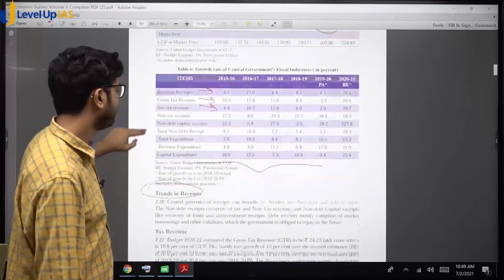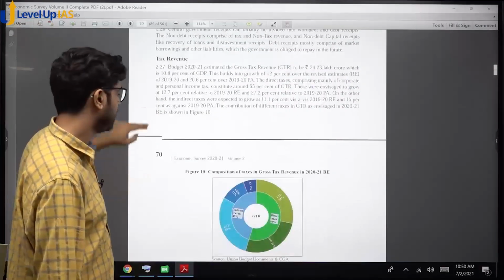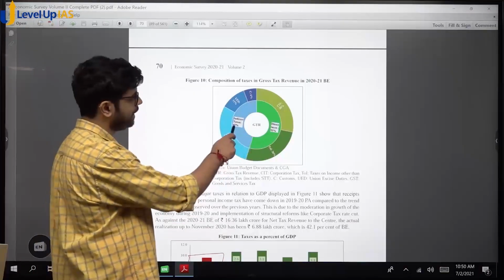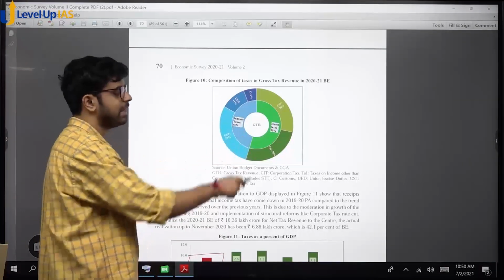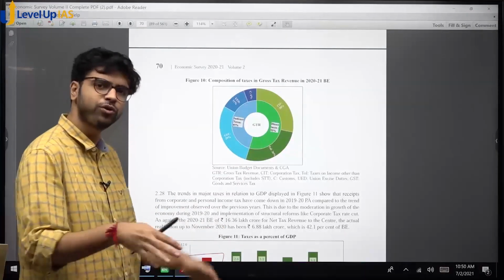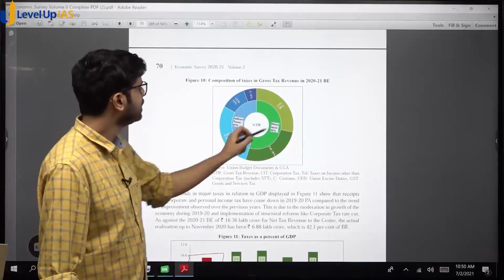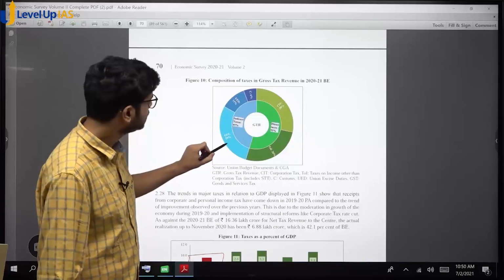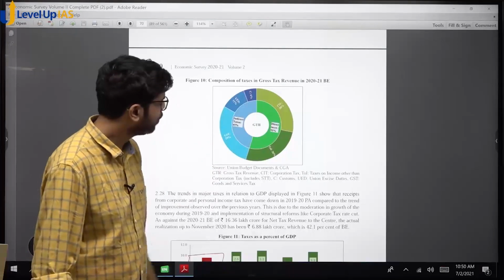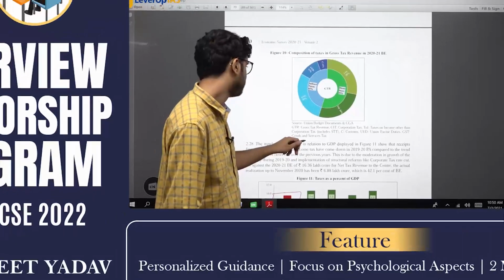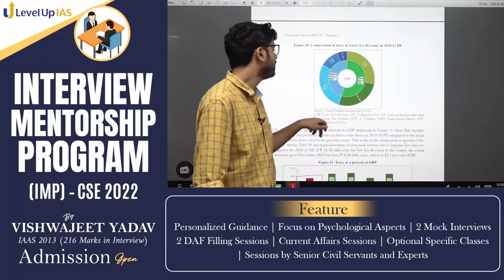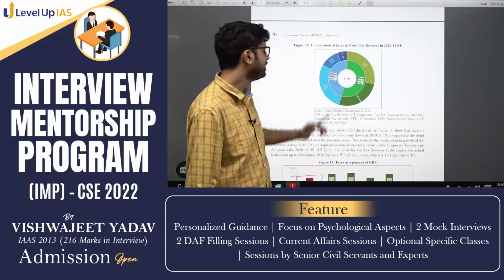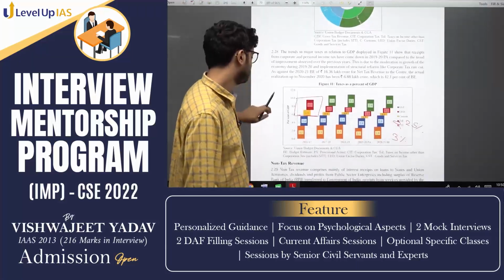Growth indicators they have given. Trends in receipts, tax revenue. What is this? Gross tax revenue. Indirect taxes 45%, direct taxes 55%. But now I told you they are neck to neck. Okay? What is this? Corporate income tax. What is this? Union excise duty. What is this? GST. What is this? TOI? Taxes on income other than income tax, basically corporate tax and income tax. And what is C? Customs. Okay.